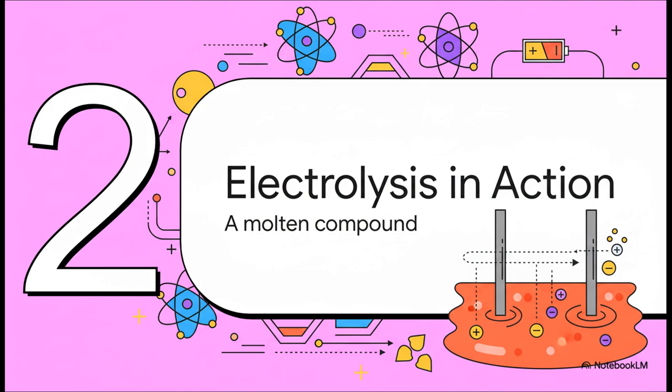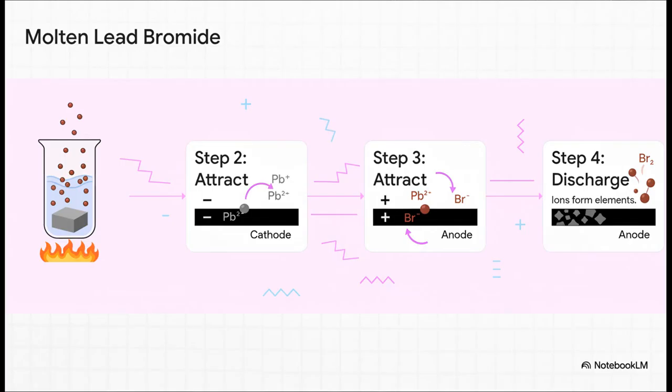Part 2, electrolysis in action. We're going to start with the simplest possible scenario, a molten ionic compound, where there's nothing else in the pot to complicate things. Let's use molten lead bromide as our example. So first, we heat it up until it melts. This lets the positive lead ions and the negative bromide ions break free and swim around.